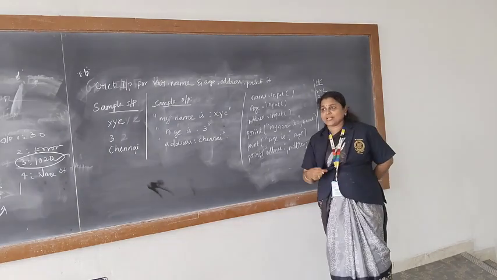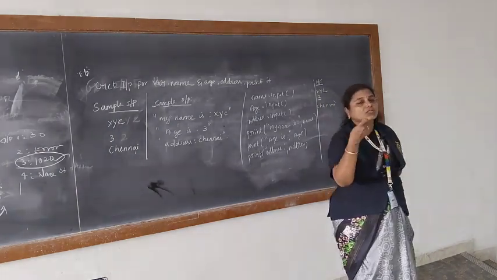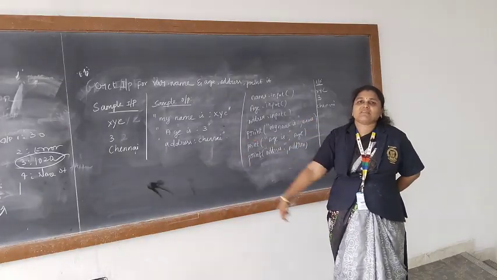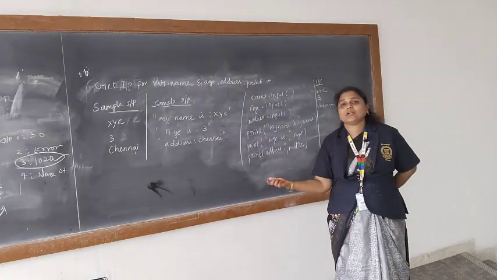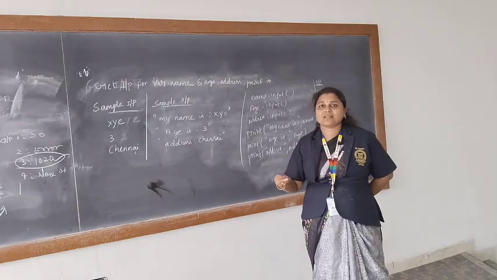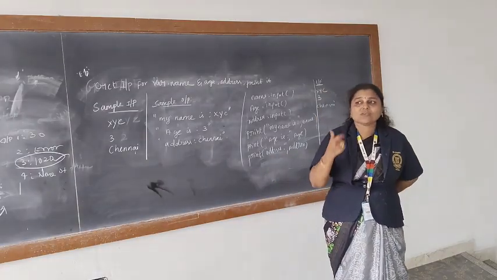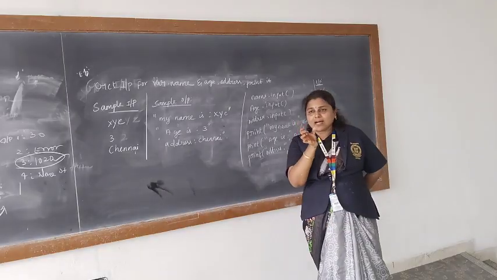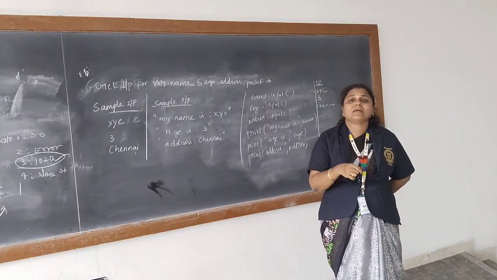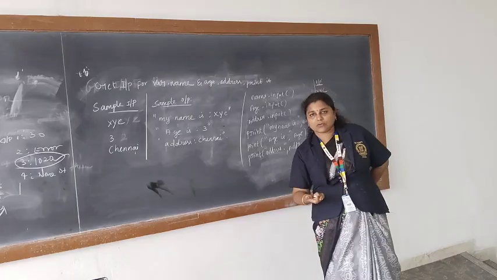Suppose your address should be not in a single line, but 2 lines or 3 lines. So you have to use which argument? We saw in previous video, right? Separate argument or end argument. If you have to give it in a new line, you have to use the term end argument. Suppose in the same line, if you have to give a space, you have to use the term separate argument. Okay?